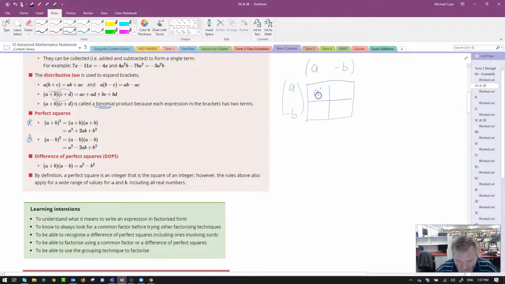A times a will give me a squared. A times negative b is negative ab. Negative b times a, that's a negative ab. And negative b times negative b, that's a positive b squared. So inside the grid there, we have our solution. A squared minus ab minus another ab, well, that's minus 2ab. And then we've got a b squared at the end. So easy enough to follow there.